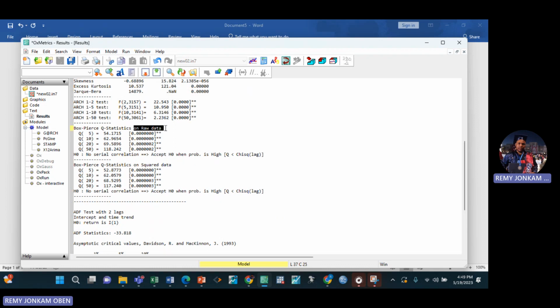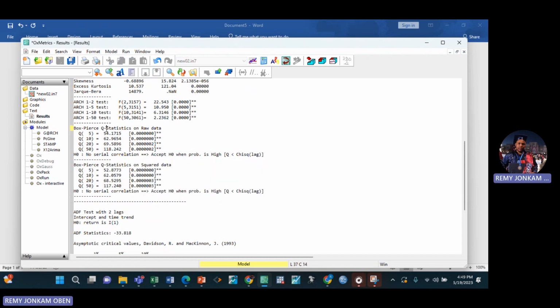With the raw data, it is showing us whether or not we have serial correlation in the raw data, which in our case here is the return series. The returns we copied from Excel and pasted into PcGive. Do we have serial correlation in this raw data or not? That's what this one is telling us. But with the squared data, it is telling us if we have serial correlation in the volatility series. And this is the one we are interested in.